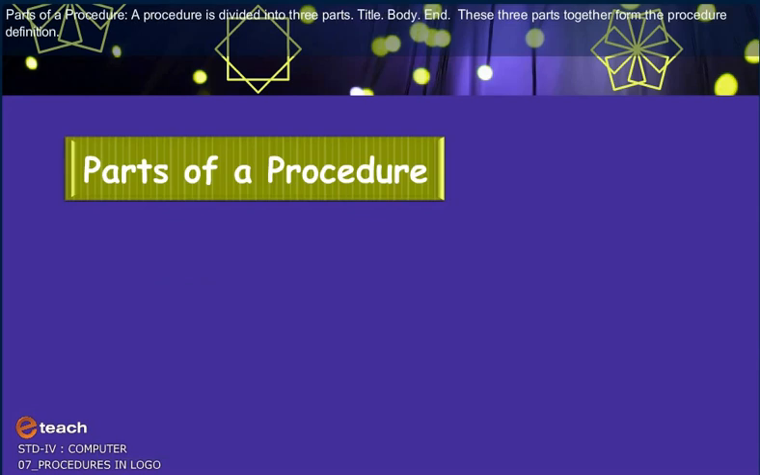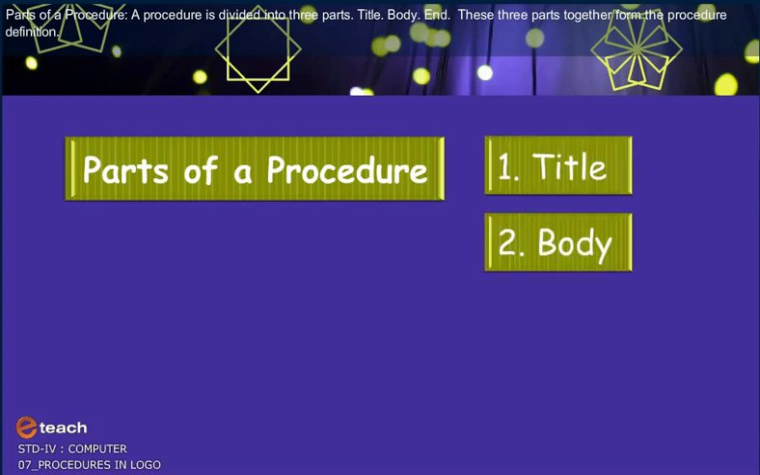Parts of a procedure. A procedure is divided into 3 parts: 1. Title. 2. Body. 3. End. These 3 parts together form the procedure definition.